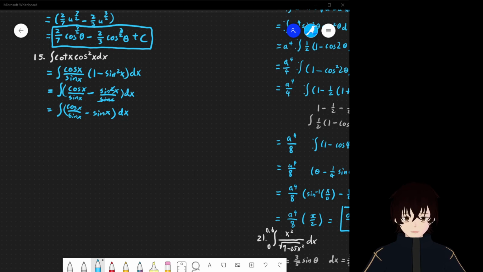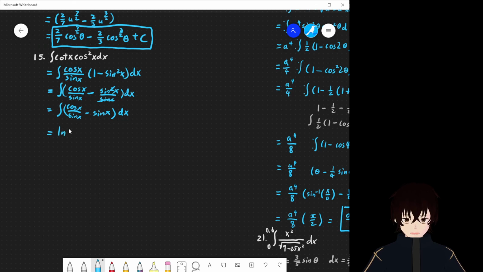Anyways, where were we? Right. The derivative of sine x is cosine x, so this is 1 over u du. Therefore, this is equal to the natural log of sine of x minus or plus cosine of x, because the integral of negative sine x is cosine of x. Plus c. Can't forget the plus c.